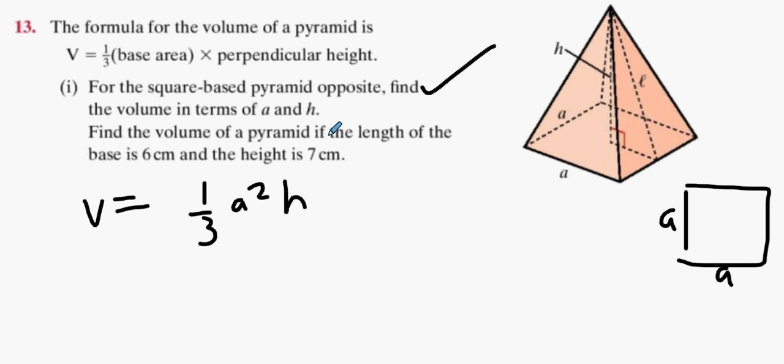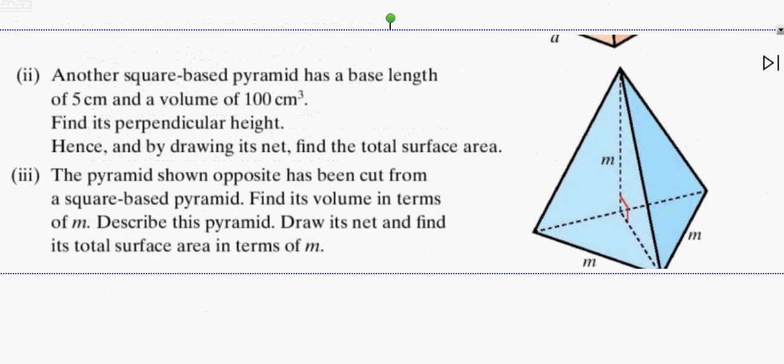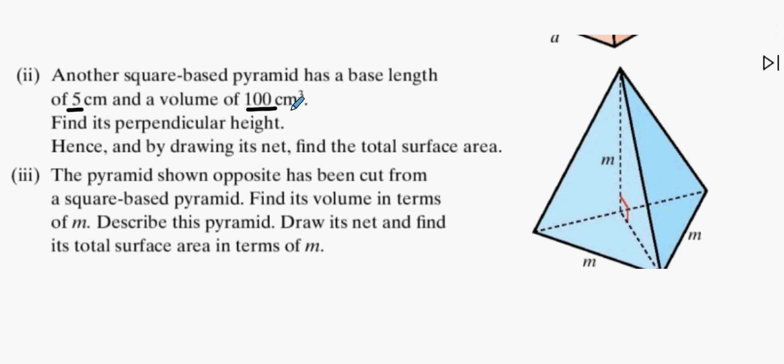Find the volume of the pyramid if the length of the base is 6 and the height is 7. Well, that's fierce handy as well. 84 centimeters cubed. We all good? Right, let's move on. Another square base pyramid has a base length of 5 and a volume of 100. Find its perpendicular height. Alright, no bother.